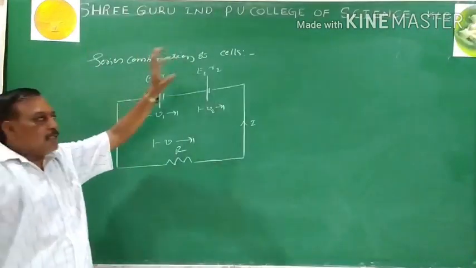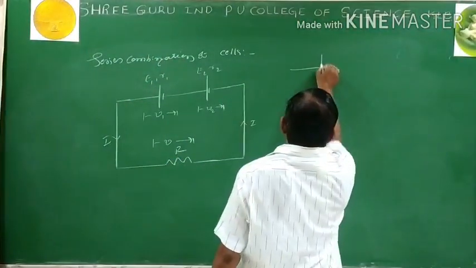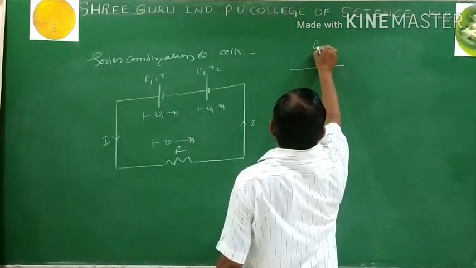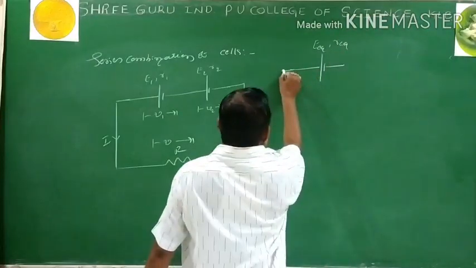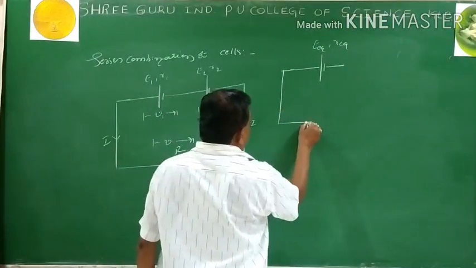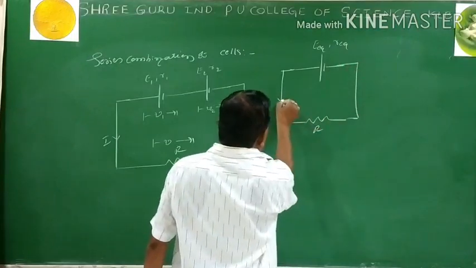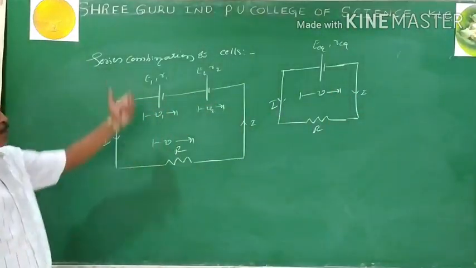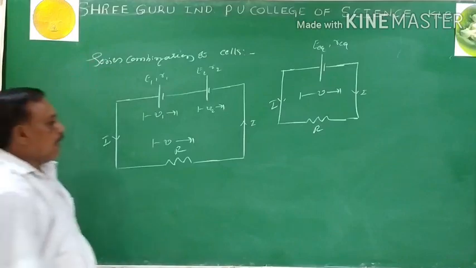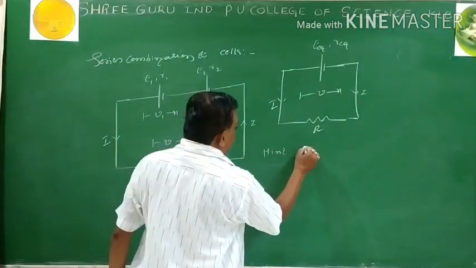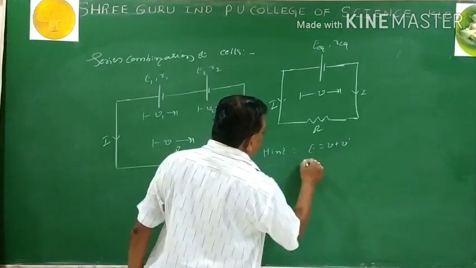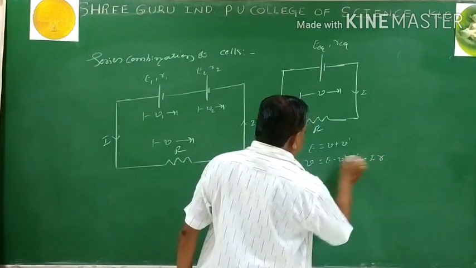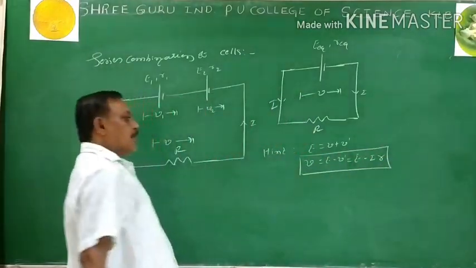Instead of the two cells, I take a single cell. That single cell is called the equivalent cell. Whatever work is done by the combination of the cells, the same work is done by the single cell, called the equivalent cell, having internal resistance R equivalent, with the same conductor of resistance R and current I. The potential difference across the combination is V. Then, from Ohm's law applied to the circuit, E equals V plus V dash. V equals E minus V dash, that is nothing but E minus IR. This is our complete hint of the derivation.